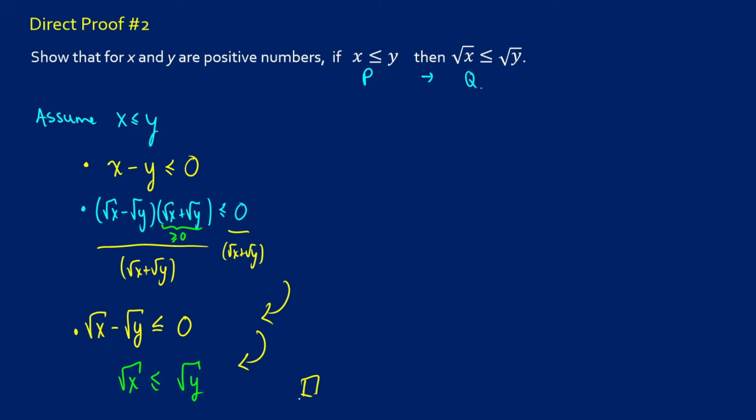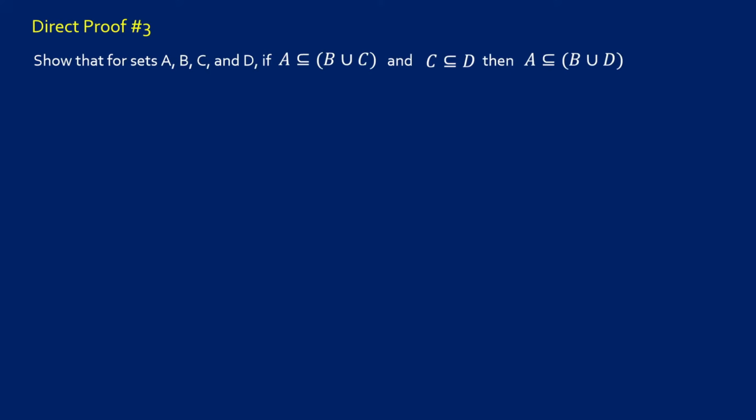The reasoning has to go from beginning to end when you write up the proof, but sometimes you need to look at the end and work backwards in order to figure out what you should be doing. One more direct proof. This is a set theory proof. So let's say we have three things.